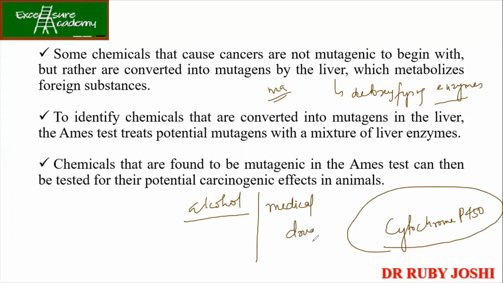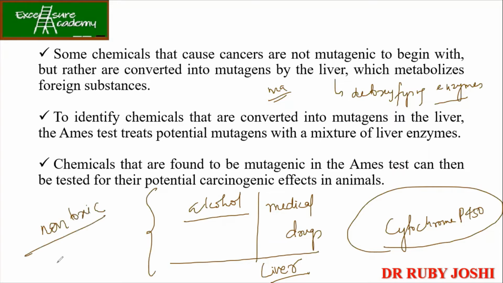Okay, so all these are toxic to the body. So to get detoxified, it goes into the liver. Okay, now in the liver, these enzymes will convert them into the non-toxic product. But sometimes what happens is that though they are non-toxic at that time, they might be mutagenic.